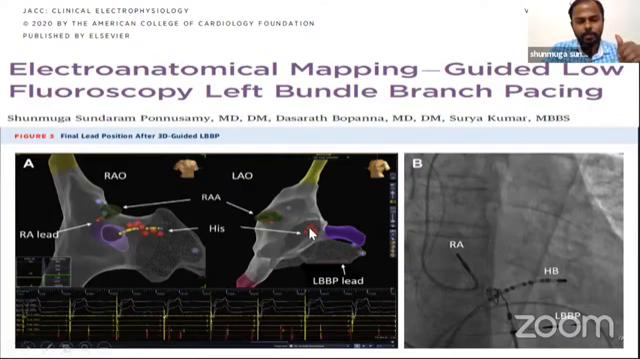In this particular case, which we published in JACC-EP, the total fluoroscopic time was just 86 seconds. We could finish the procedure with a fluoroscopy time of close to 1.5 minutes without exposing much radiation, both to the patient as well as to the operator.